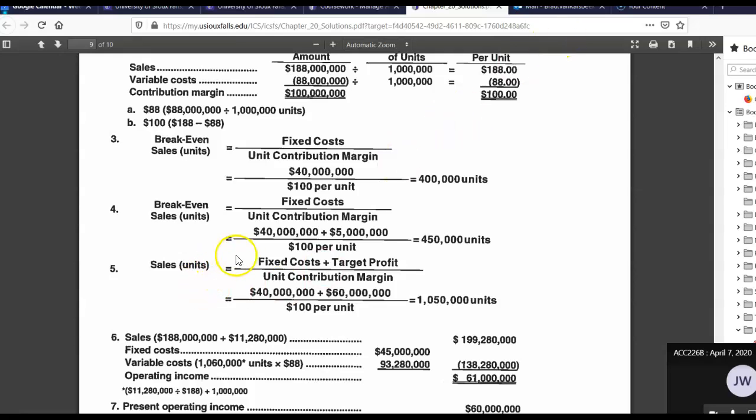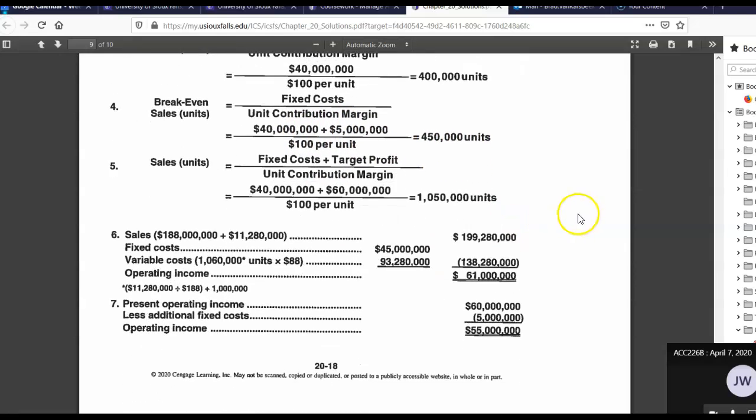So for number 4, what is our new fixed cost? Well, it was still the 40 million plus, according to the reading, another 5 million. It's still a unit contribution of 100. So now in order to cover 45 million, we need to sell 450,000 units.